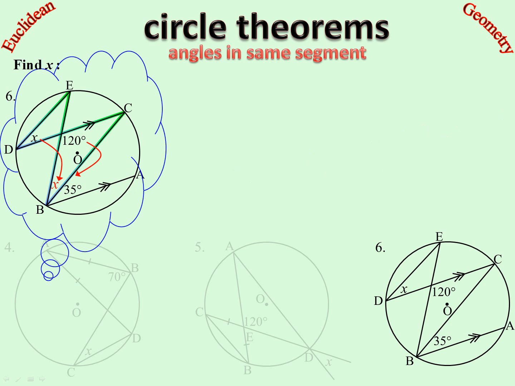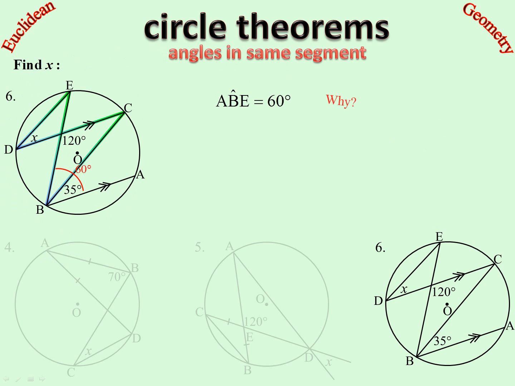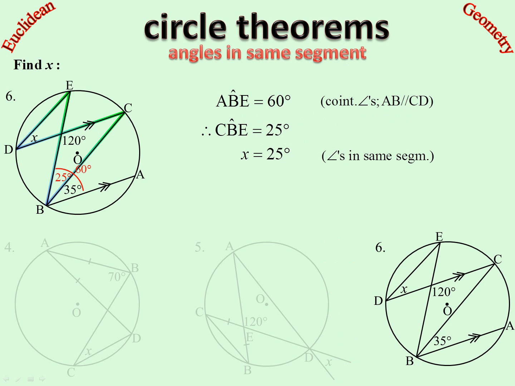So, here we are. So we start. ABE equals 60 degrees. Co-interior angles AB parallel to CD. Therefore, CBE equals 25 degrees. For x equals 25 degrees, the reason being angles in the same segment.